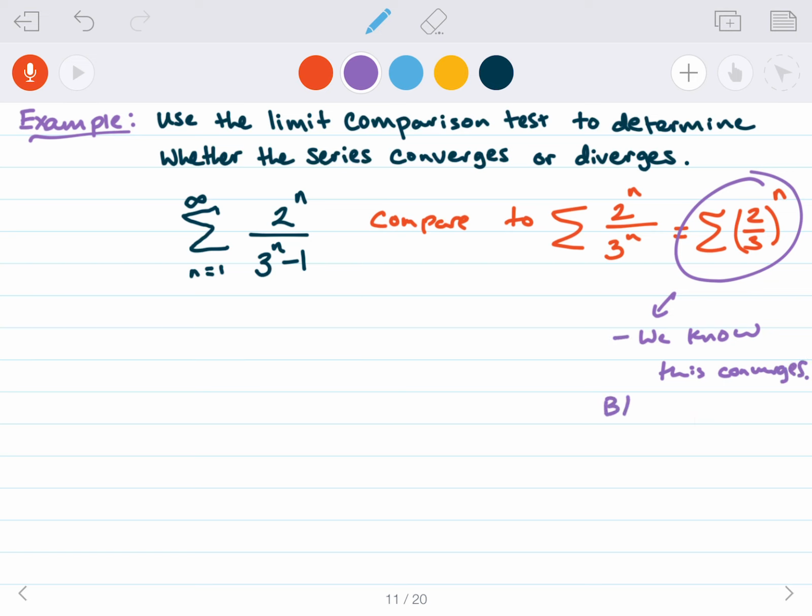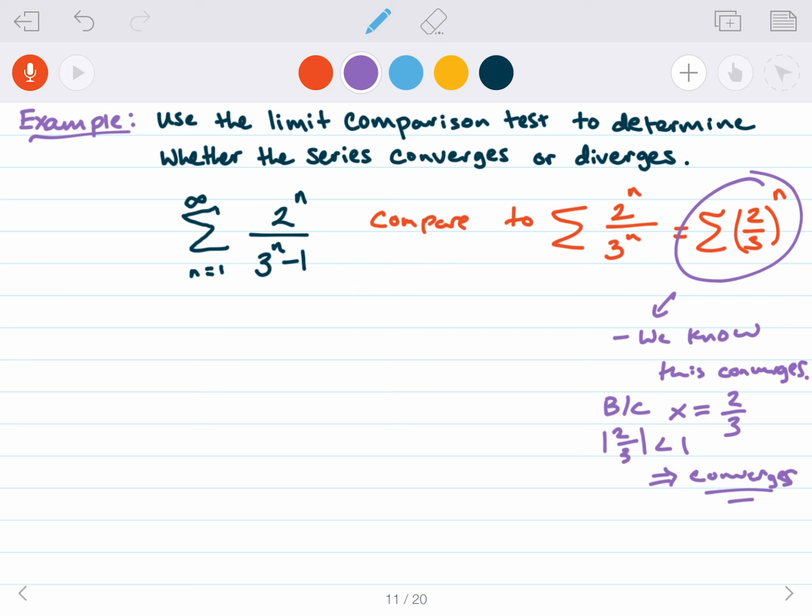Because our common ratio is going to be 2 over 3, and the absolute value of 2 over 3 is less than 1, and therefore this thing converges. So this is just a geometric series, and we're just using the test for convergence there. All right, so that's cool. So we know that that converges.